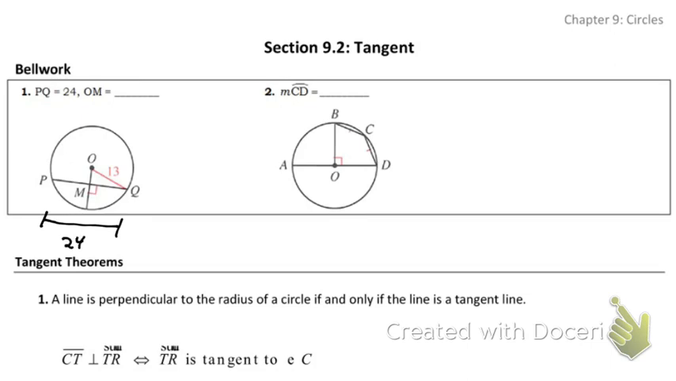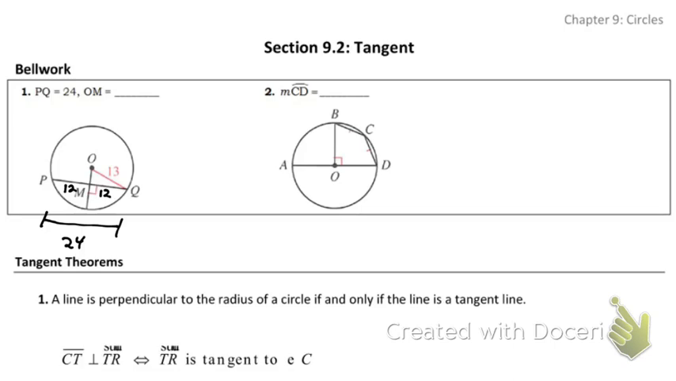Well, since OM starts at the center and is 90 degrees to this chord, it means it bisects it. 90 degrees and starting from the center means it bisects it. So we have 12 and 12. Well, that means that we have a right triangle with 12 and a hypotenuse of 13.